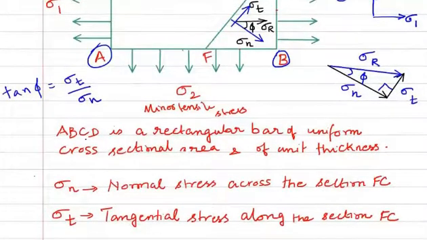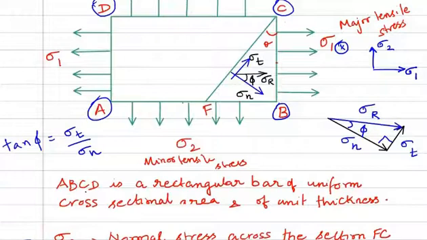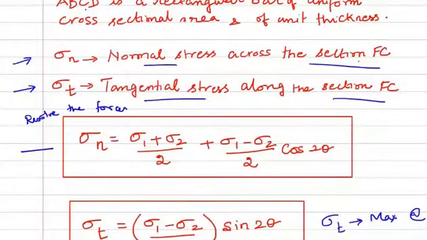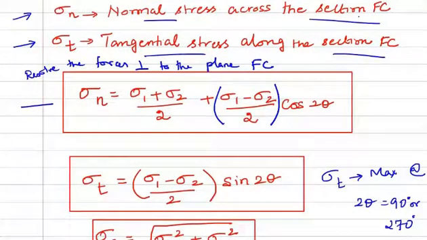So sigma n is the normal stress across the section FC, and sigma t is the tangential stress along the section FC. So in the CF plane, I have to calculate the tangential stress and the normal stress. When you resolve the forces perpendicular to the plane FC, you will get the normal stress. So the normal stress is equal to (sigma 1 plus sigma 2) divided by 2 plus (sigma 1 minus sigma 2) divided by 2 into cos 2 theta. This is the value of normal stress across the section FC.